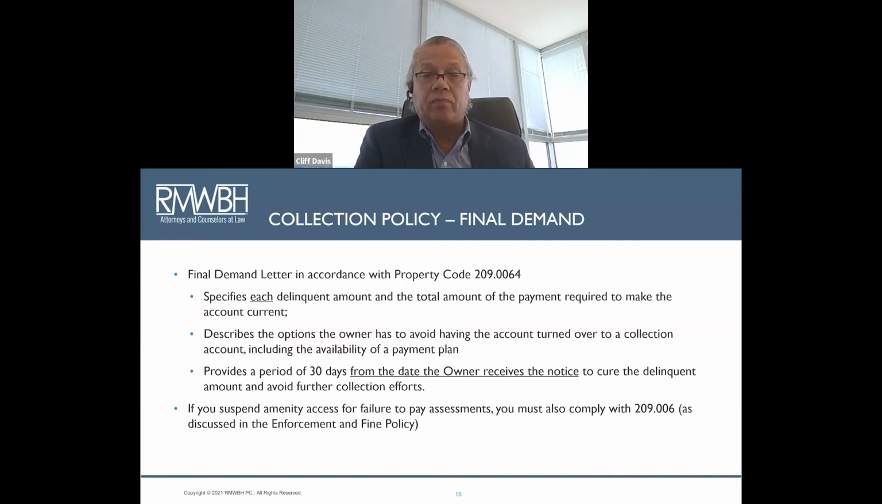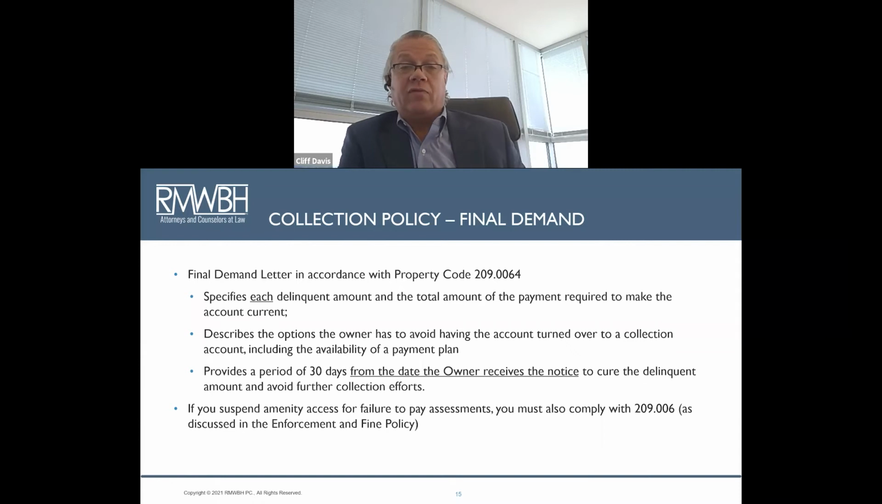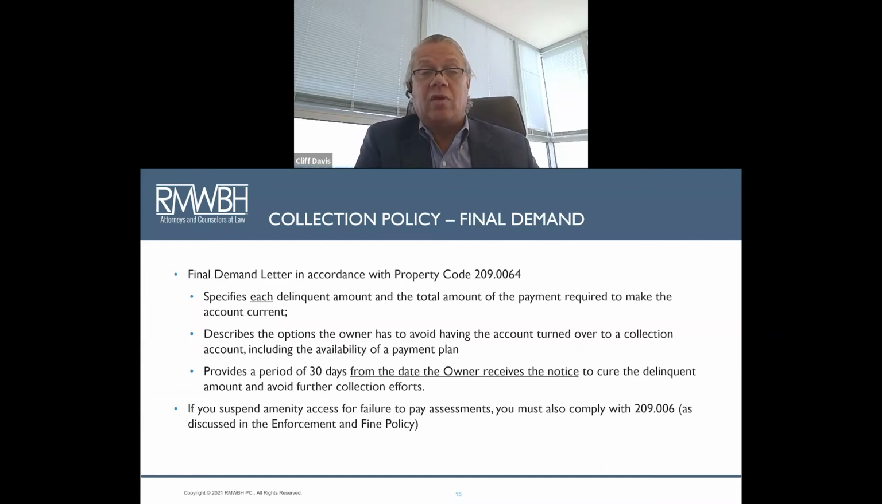And if you send that 209 letter and the owner does not ask for a payment plan and doesn't pay you in full, it's at that point where the association can then turn the account over to the attorney's office for collection. So it's very important that these 209 letters get sent. If you don't send them, an owner can challenge your lawsuit. An owner can challenge any attorney fees you're seeking in that lawsuit, or not even just a lawsuit, just the letters that the attorney sent. If you haven't sent a 209 letter that complies with the property code, your attorney fees are at risk of not being able to be recovered.